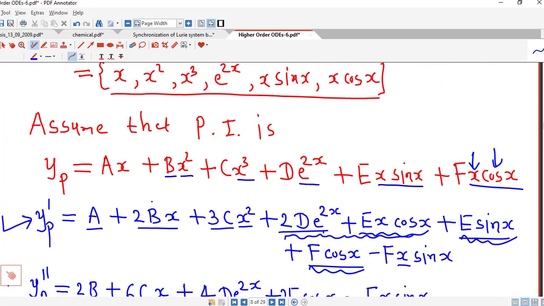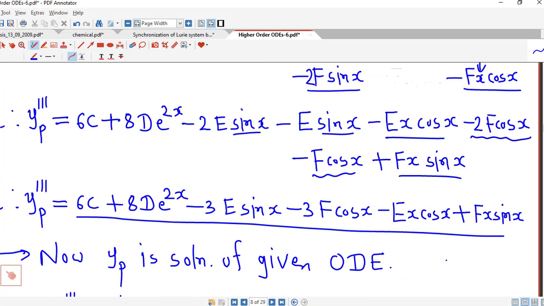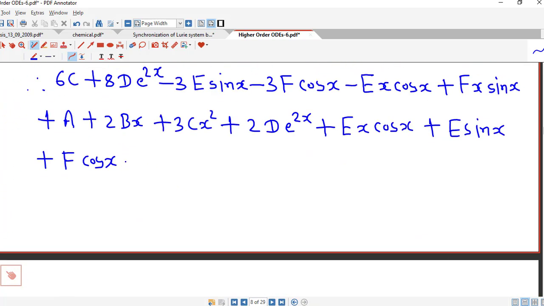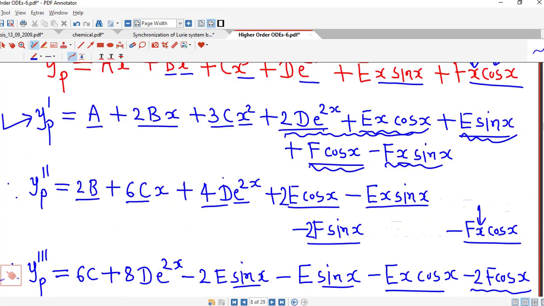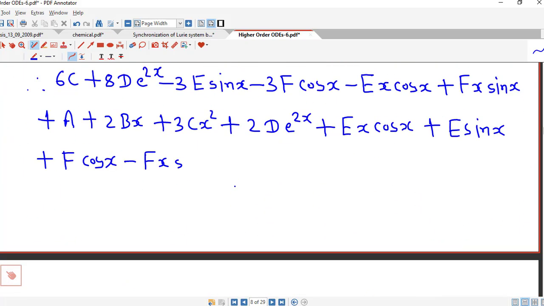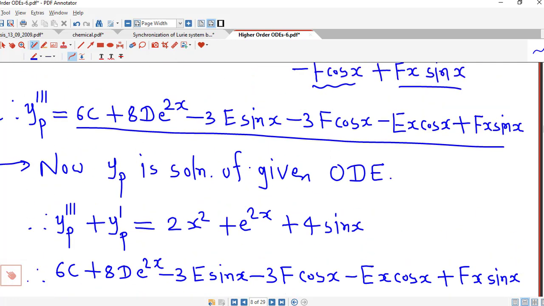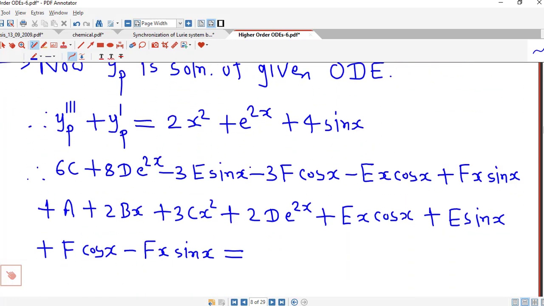and last minus fx sin x, let me check again, fx sin x. Okay, we have to be very careful, a single mistake is okay, fine. And right hand side is 2x square plus e raised to 2x plus 4 sin x.